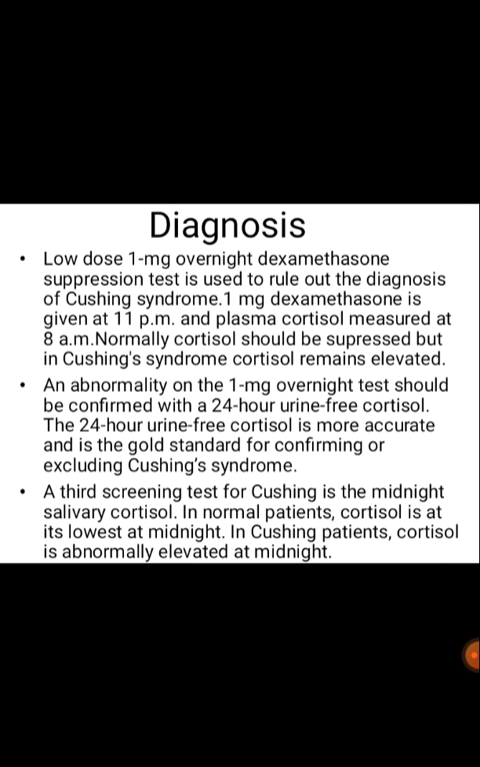Diagnosis. Low dose 1 mg overnight dexamethasone suppression test is used to rule out the diagnosis of Cushing syndrome. 1 mg dexamethasone is given at 11 pm and plasma cortisol measured at 8 am. Normally cortisol should be suppressed, but in Cushing syndrome cortisol remains elevated. An abnormality on the 1 mg overnight test should be confirmed with a 24-hour urine-free cortisol. The 24-hour urine-free cortisol is more accurate and is the gold standard for confirming or excluding Cushing syndrome.